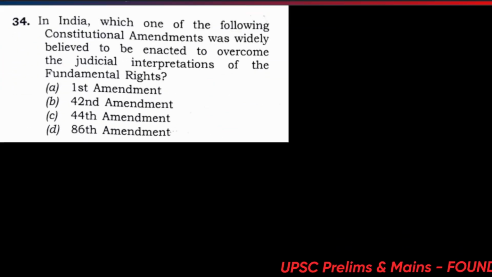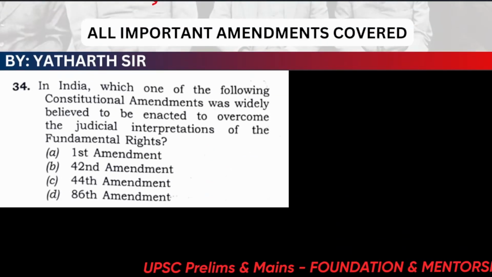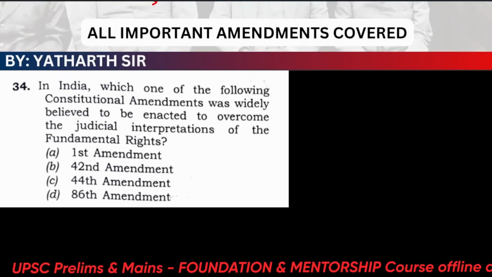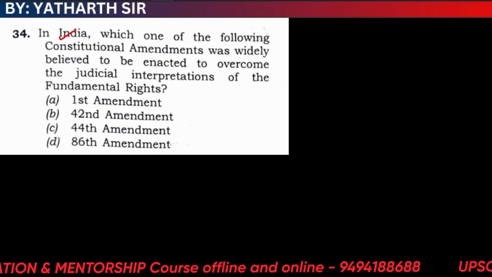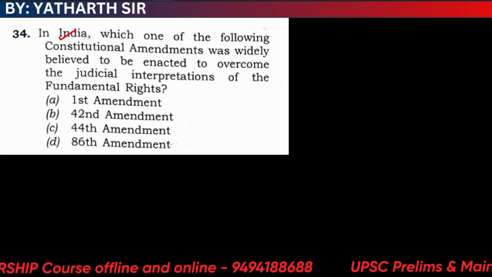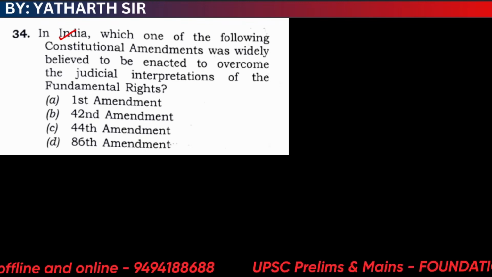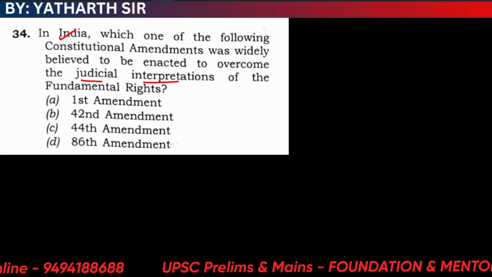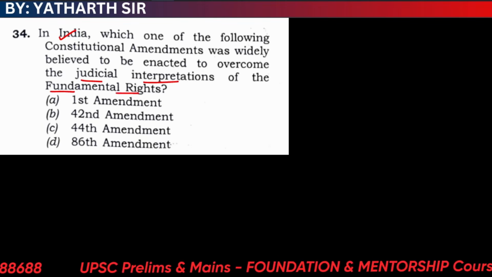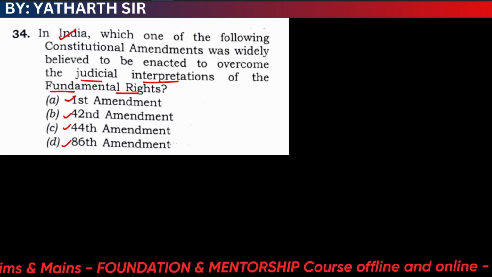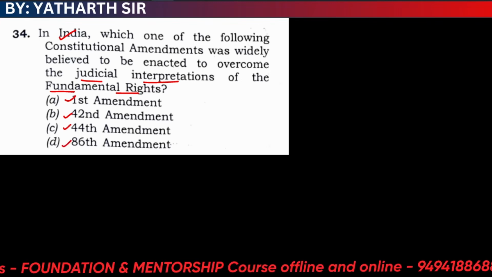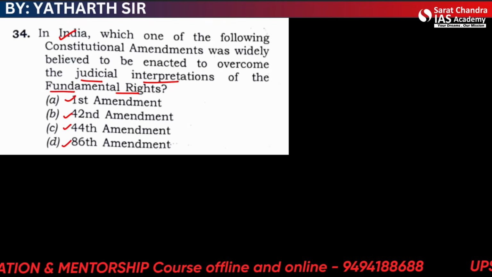All right, let's come to the question which came in prelims this year. In India, which of the following Constitutional Amendment Acts was widely believed to be enacted to overcome the judicial interpretations of the fundamental rights? First Amendment, 42nd, 44th, 86. So these are the listed amendments. This was an easy question.